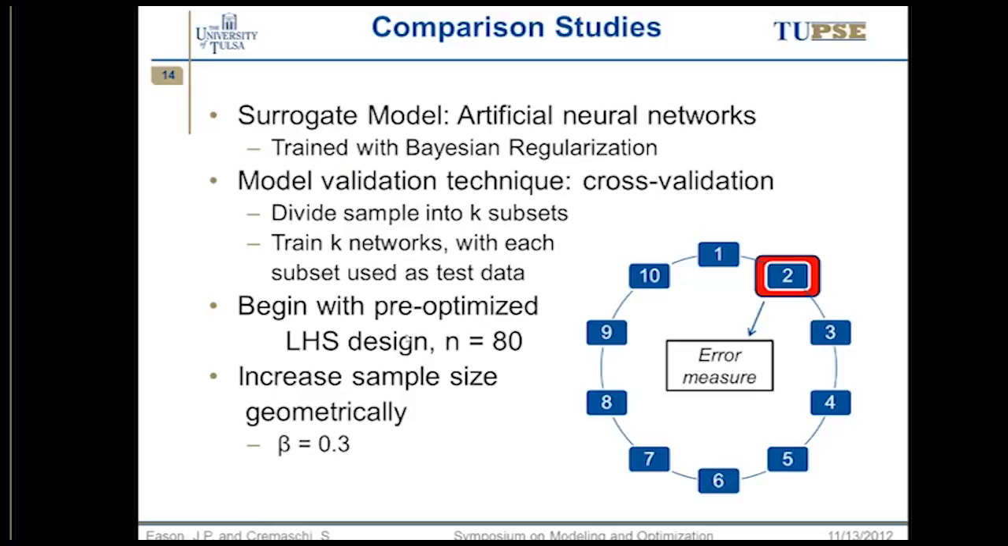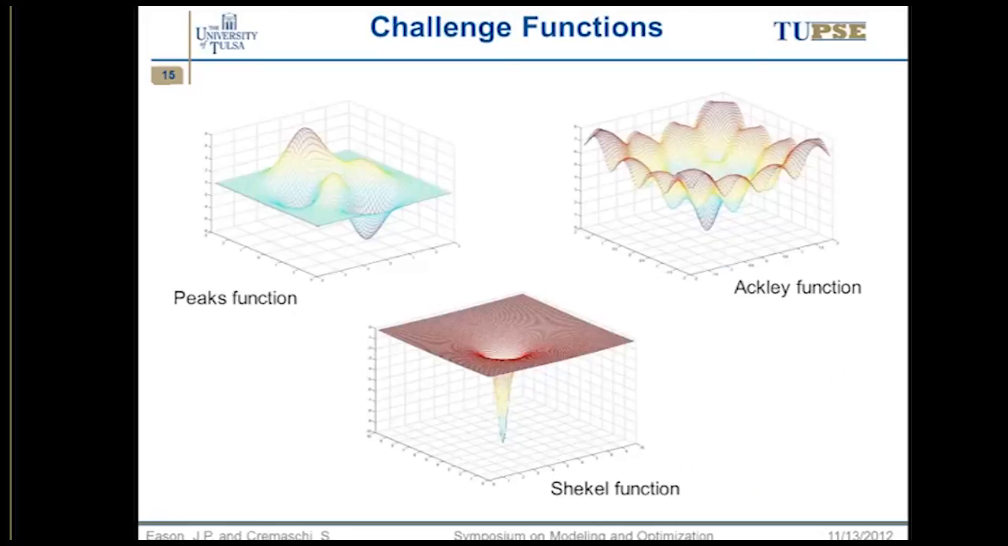We began with pre-optimized Latin Hypercube designs and increased the sample size geometrically with beta equals 0.3. We selected 3 challenge functions, the peaks function, the Ackley function, and the Shekel function. These are chosen kind of in order of increasing nonlinearity here. The peaks function is relatively very smooth. Ackley function's kind of in the middle, and the Shekel function is a very sharp nonlinearity that's very difficult to model.